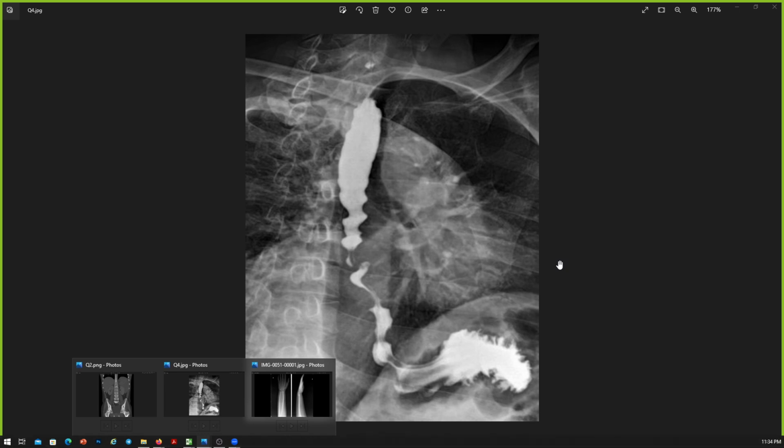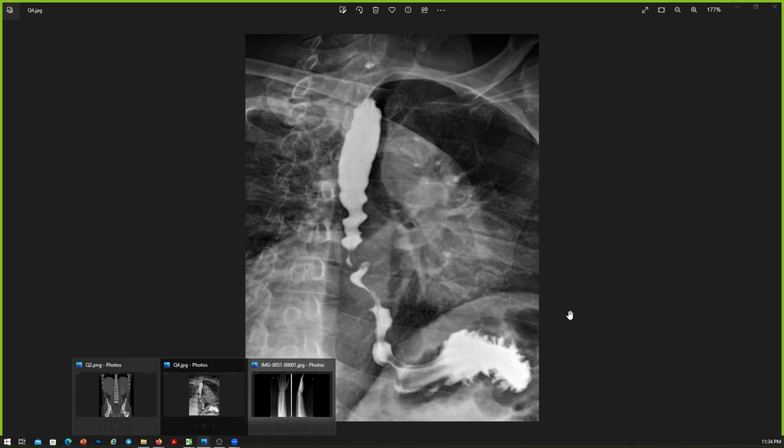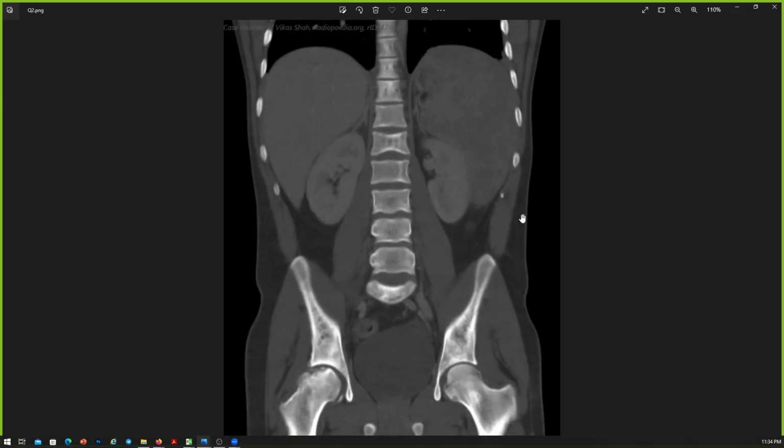I would like to convey my findings to the treating physician, and after checking the other views and the whole study, for further evaluation. Here, have a look at this case, please. Okay, here this is a CT scan.